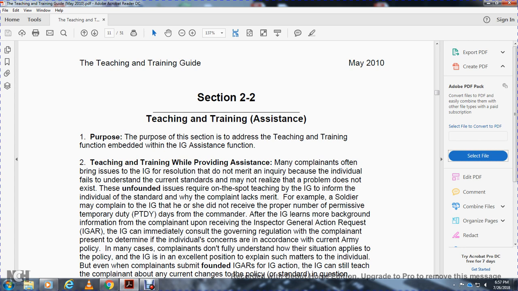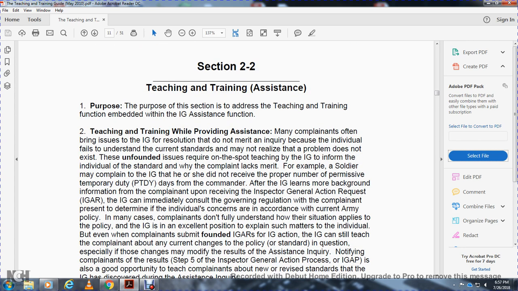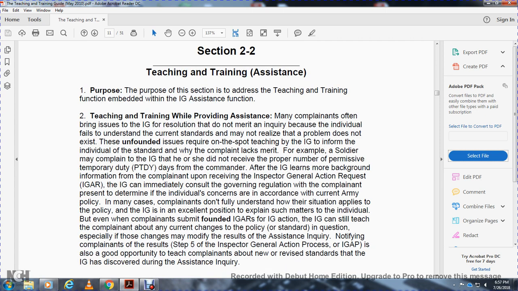But even after the submission of the Inspector General action request, the Inspector General can still teach the complainant about any current changes of the policy standard in question, especially changes that result in the assistance required to notify the complainant of the result. Step 5 of the Inspector General Access Program is the Inspector General Access Process, or IGAP. It is also a good opportunity to teach compliance about new and revised standards the Inspector General discovers during assistance inquiries.